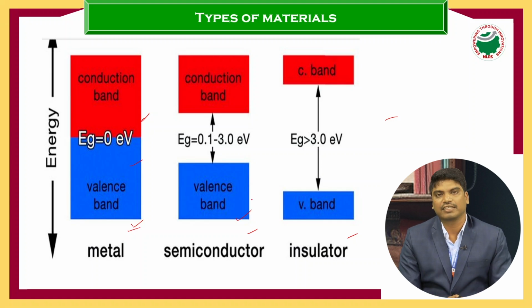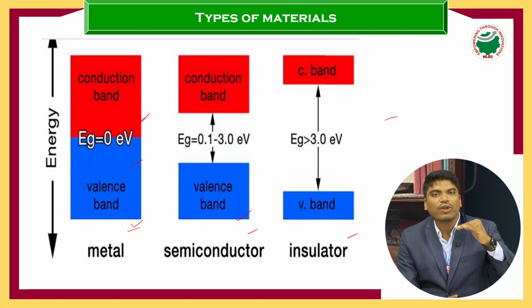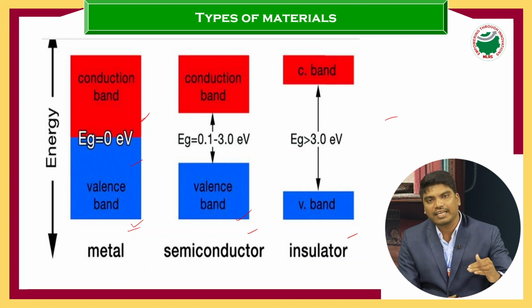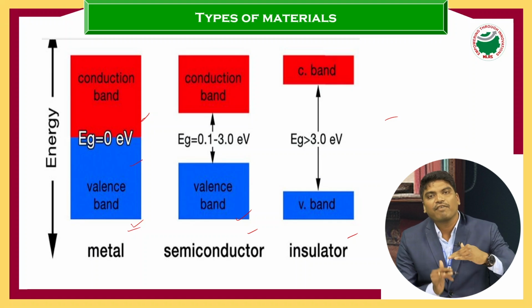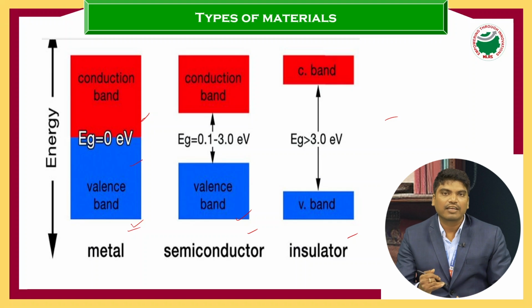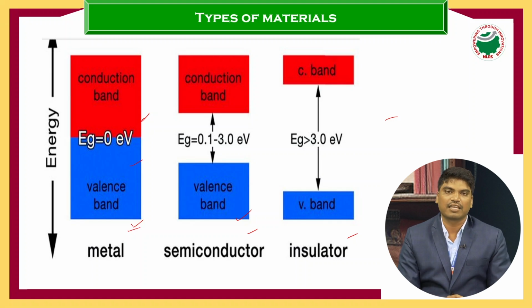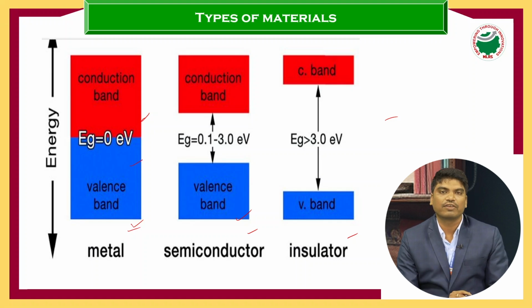In the name itself, we can say that it has an intermediate, moderate gap between the valence band and conduction band. That means initially a semiconductor will act like an insulator. However, by giving a little amount of energy, either thermal energy or optical energy, whatever it may be, we can excite or move the electrons from the valence band to the conduction band. When electrons move from the valence band to the conduction band, it leads to the flow of current. Generally, the energy gap of semiconductors ranges from 0.1 to 3 electron volts.